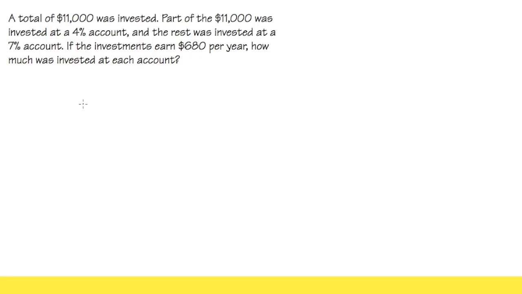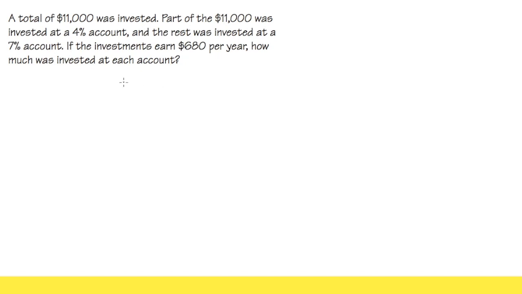Okay, so hopefully you guys all had a chance to work this out first, and now let's go over this together. It says a total of $11,000 was invested. Part of the $11,000 was invested at a 4% account, and the rest was invested at a 7% account. If the investments earned $680 per year, then how much was invested at each account?